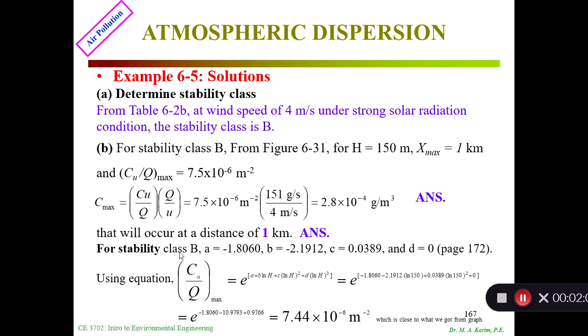For stability class B, a equal to this, b equal to this from the table. Then using the equation, I get 7.44 times 10 to the minus 6. They are very close, right? So I get 7.5 times 10 to the minus 6 by using the graph, and by using the equation I get 7.44, which is close to what we got from the graph. Now multiplying this one with 151 by 4 will give me very close to 2.8 times 10 to the minus 4 grams per meter cubed.